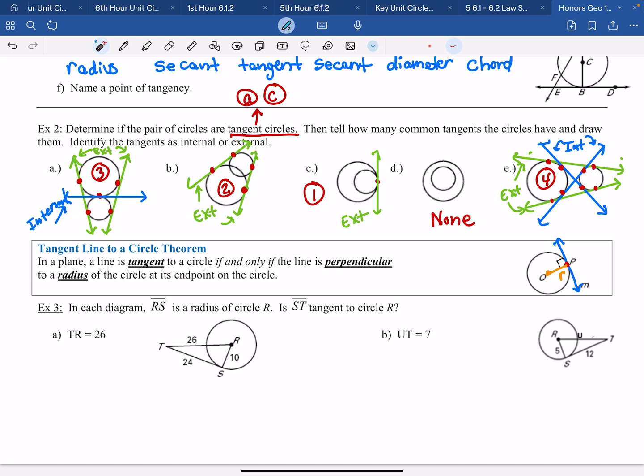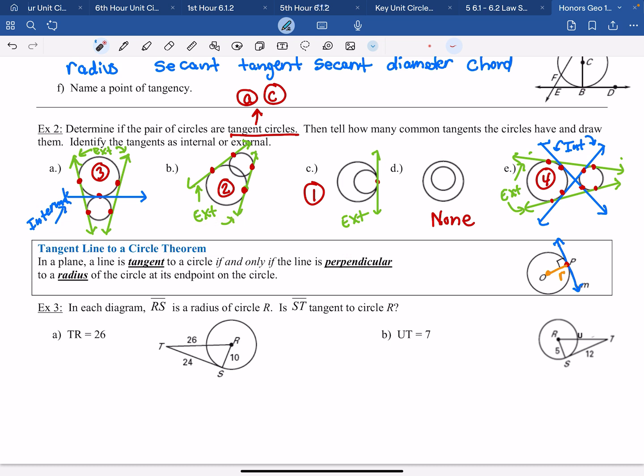tangency. So in a plane, a line is tangent to a circle if and only if, remember that's biconditional, if the line is perpendicular to the radius of the circle at its endpoint. So we can go both ways with this. We can say that a line is tangent to a circle if and only if the radius is perpendicular, and we can reverse it. If the radius is perpendicular to some line, then that line has to be tangent. Okay, so it does go both ways.